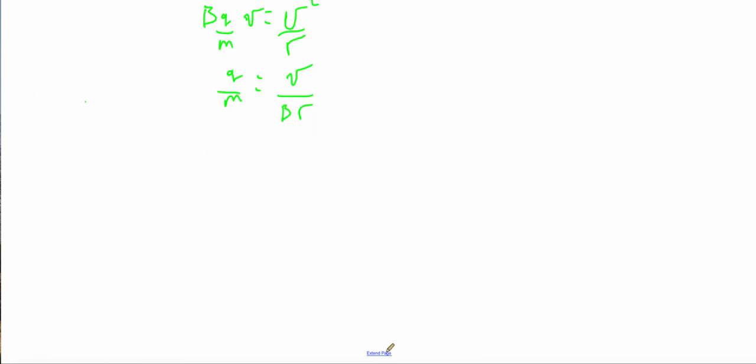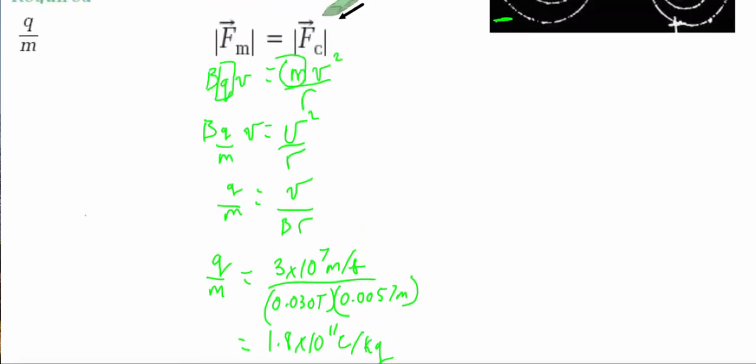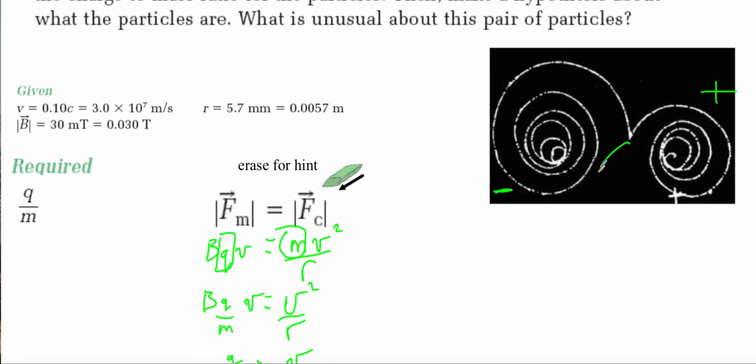So now let's go through my substitution. So my charge to mass ratio is equal to 3 times 10 to the 7 meters per second divided by 0.03 Teslas multiplied by 0.0057 meters. This is going to end up giving me 1.8 times 10 to the 11 coulombs per kilogram. So let's start thinking about what kind of particles these are. Well, if I look at this up here, originally we have nothing in here. So there was no charge at first. So it started with no charge and then it split into two different charged particles, a negative and a positive.